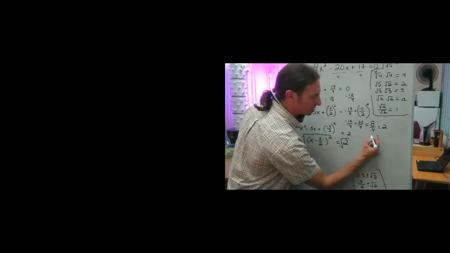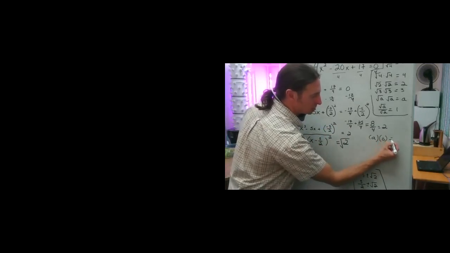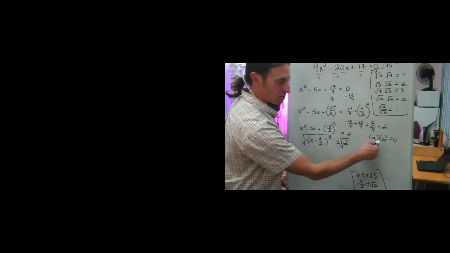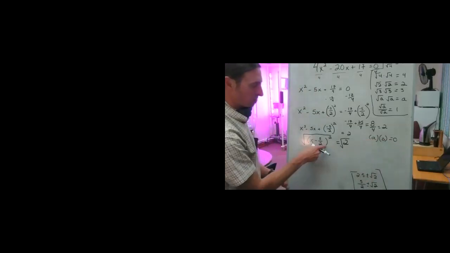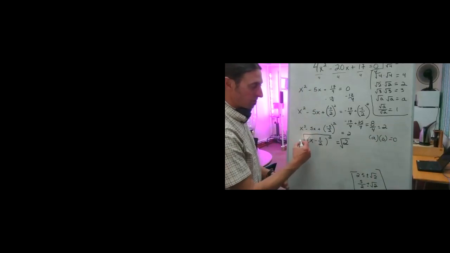Okay. And that's kind of the cool trick, right? The whole idea is if you have 2 numbers multiplied together that equals 0, either this one is 0 or that one's 0, or they're both 0, right? So what I'm saying is, this whole thing is just 2 factors of it. Okay, so I'm going to take the square root of both sides. That leaves me with x minus 5/2 equals plus or minus the square root of 2.